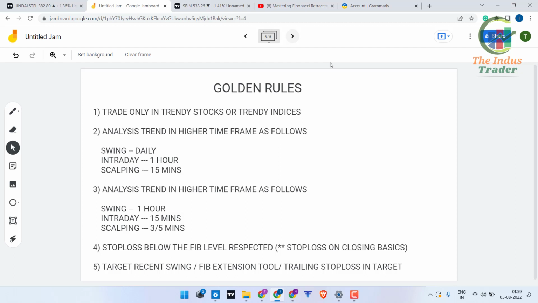So rule number one: whether you trade in stocks or in indices, this particular strategy only works in trendy markets. It does not work at its best in the sideways market. In the sideways market, completely avoid this strategy. And somehow I feel you can use this strategy in stocks for better results, because usually we see stocks in a trendy direction. Indices, somewhere we see sideways. Even in indices we sometimes see a trendy direction, and at that time you can use this.